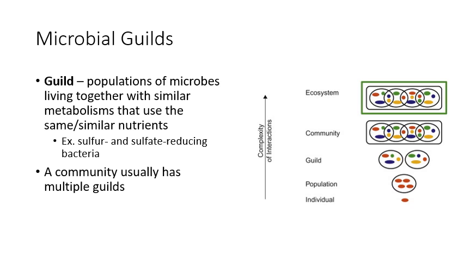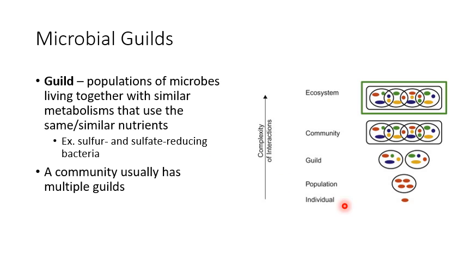Each different habitat is going to have its own set of conditions and set of nutrients that are available. So it makes sense that microbes of different species that can use the same nutrients are going to end up living together in the same habitat if those nutrients are available there, forming a guild together. In a community of microbes, you would usually have multiple guilds. It depends on the habitat and how many different nutrients are available and what the conditions are, but usually you're going to have a number of different guilds in every community.